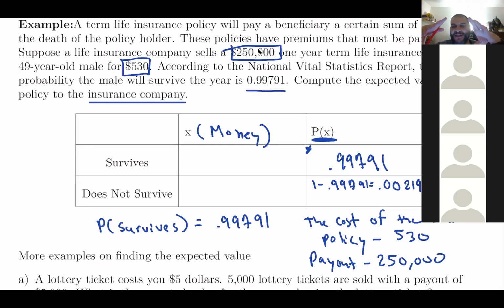Usually P of X is the easiest part. What students tend to have a hard time with is getting the X value. So let's do the X value, and we're going to do this for survive. Remember, we're doing this for the insurance company. If the person survived the entire year, how much money does the insurance company get?